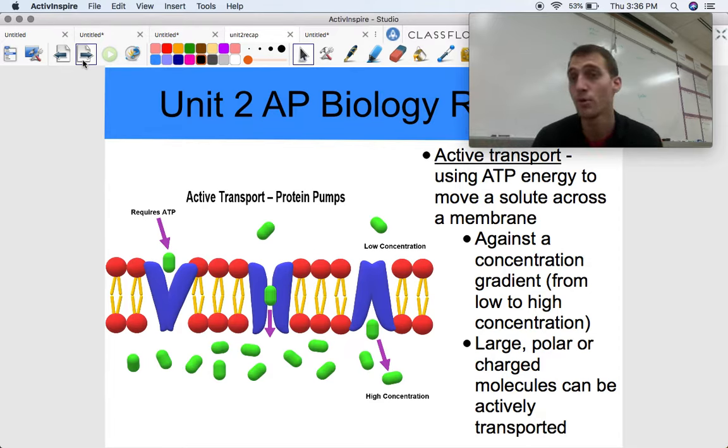But active transport does have a cost. You have to use ATP to move a solute across a membrane. It usually, like I said, goes against a concentration gradient, so it goes from low to high concentration. It's almost like pushing something uphill, right?